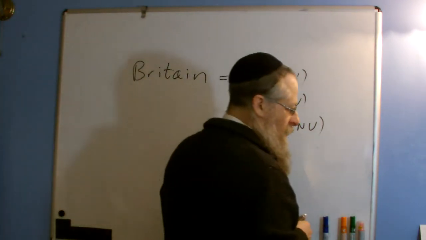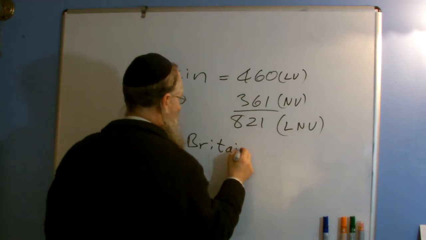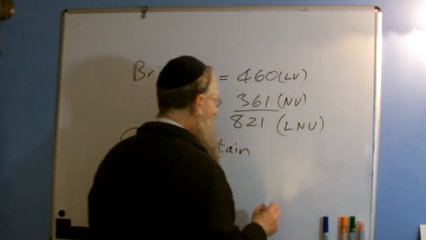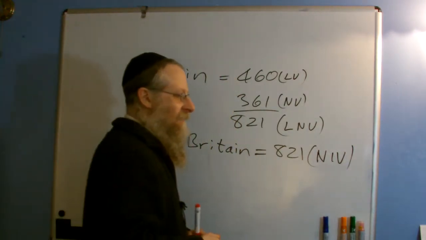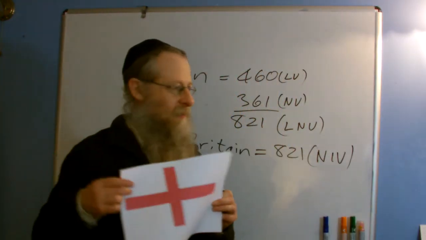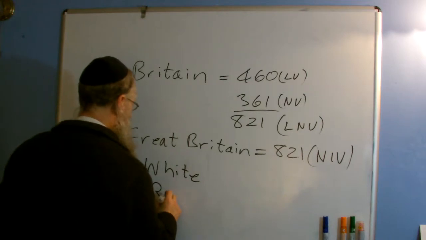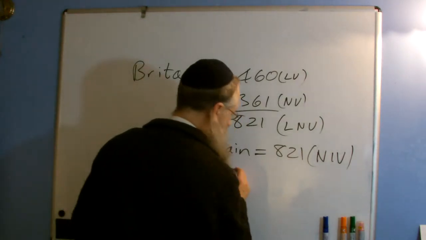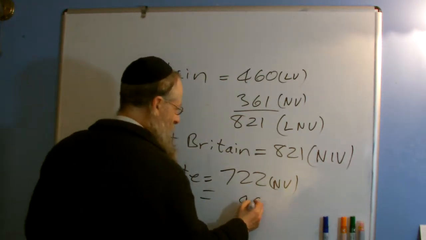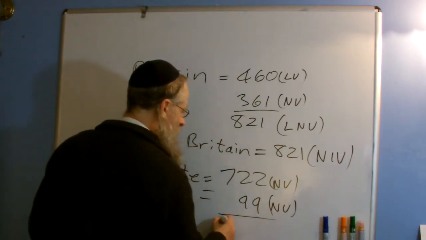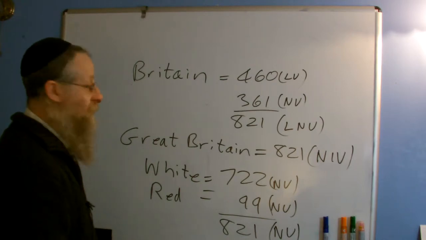So that's Britain. If I take Great Britain, I will now use the NIV value. NIV value of Great Britain is 121. The flag of Great Britain is red and white. So now I'm going to find out what is the normal value of red and white. White has a normal value of 722. Red has a normal value of 99. And that gives you a normal value, add them together, of 821. So we have that number occurring three times with Britain, Great Britain.